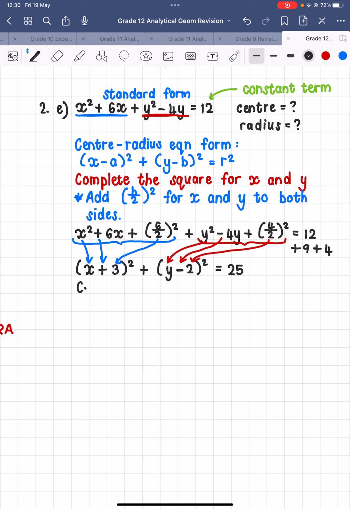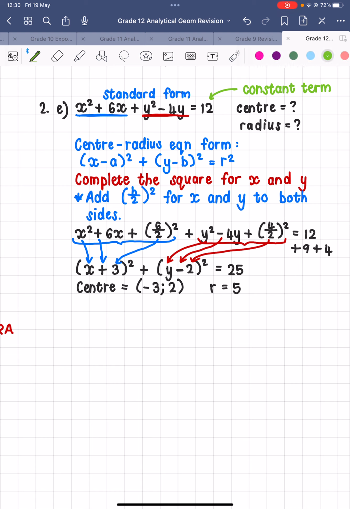Guys, very quickly, last thing. The center, we can now read off from this form. If it's x plus 3, in my center I'm going to have a negative 3. Good. And y minus 2, I'm going to have a positive 2. And what is the radius, guys? Remember, this is r squared. So 5.